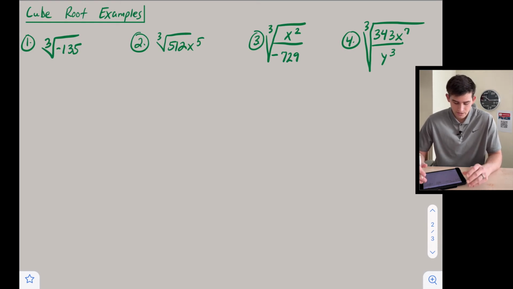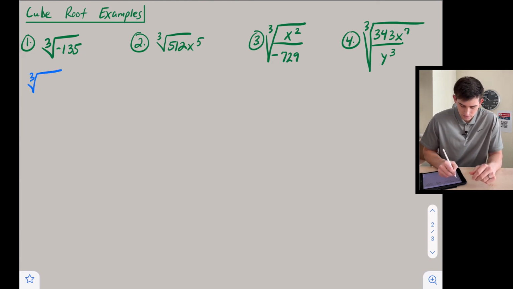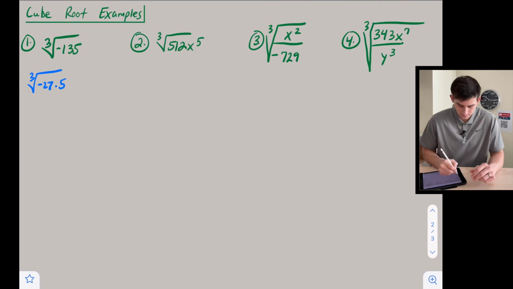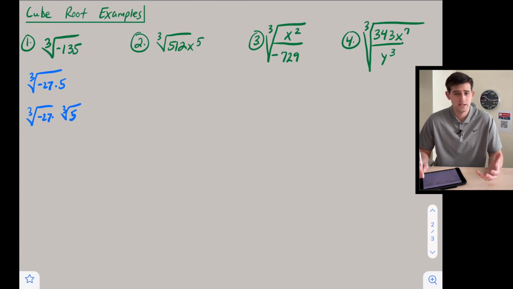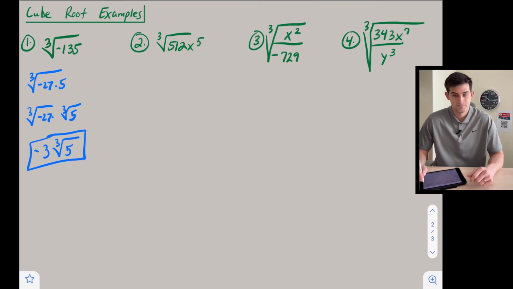so it's okay for us to have negative. So let's think about some factors, and I can think that 27 is a factor of 135. So I can separate this into the cube root of negative 27 and times 5 would get me to negative 135. So now let's separate that into the cube root of negative 27 times the cube root of 5. So now the cube root of negative 27 would be negative 3 because negative 3 times negative 3 times negative 3 would be negative 27. So we have negative 3 cube root of 5 as our final answer, okay?